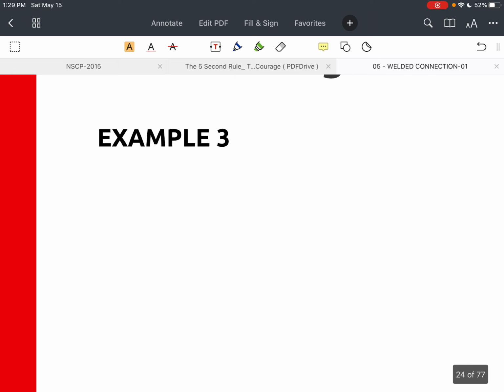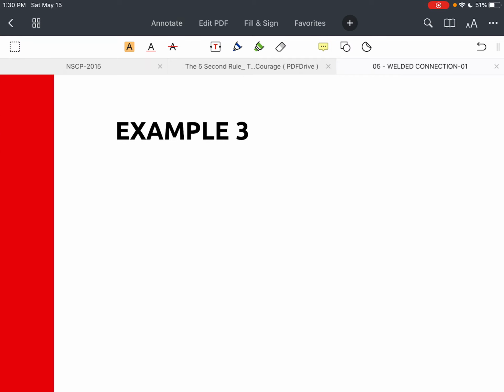Now, in order for the centroids of the weld group and the angle to coincide, o maging isang pwesto lang, the moment of lengths are sum about the line L1. Okay. So, ano ibig sabihin natin na moments of the lengths are sum about L1? Okay. So, I'll draw a figure here para maintindihan nyo lang.